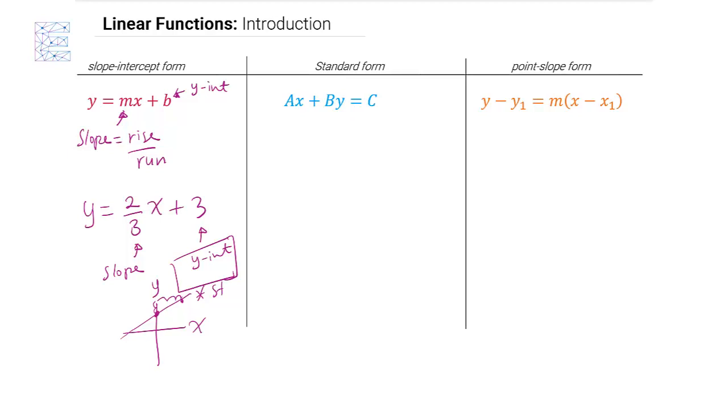The next form of linear functions is standard form, whereby we have the x and the y on the same side of the equal sign, and then the c value, which is the constant. Constant just means a number, on the right side of the equal sign. An example of what this might look like is 3x plus 2y equals 4.